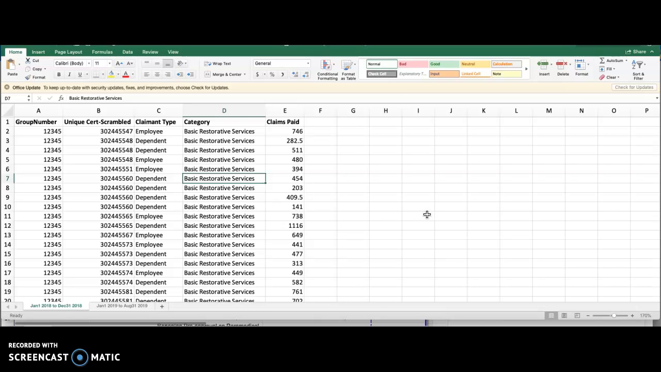some data that belongs to a real company. However, we've removed any of the unique identifying features. So the group number, the certificate number, the company name, that's all fake. But this is an example of a company of 200 people that are actually claiming real, human benefits.